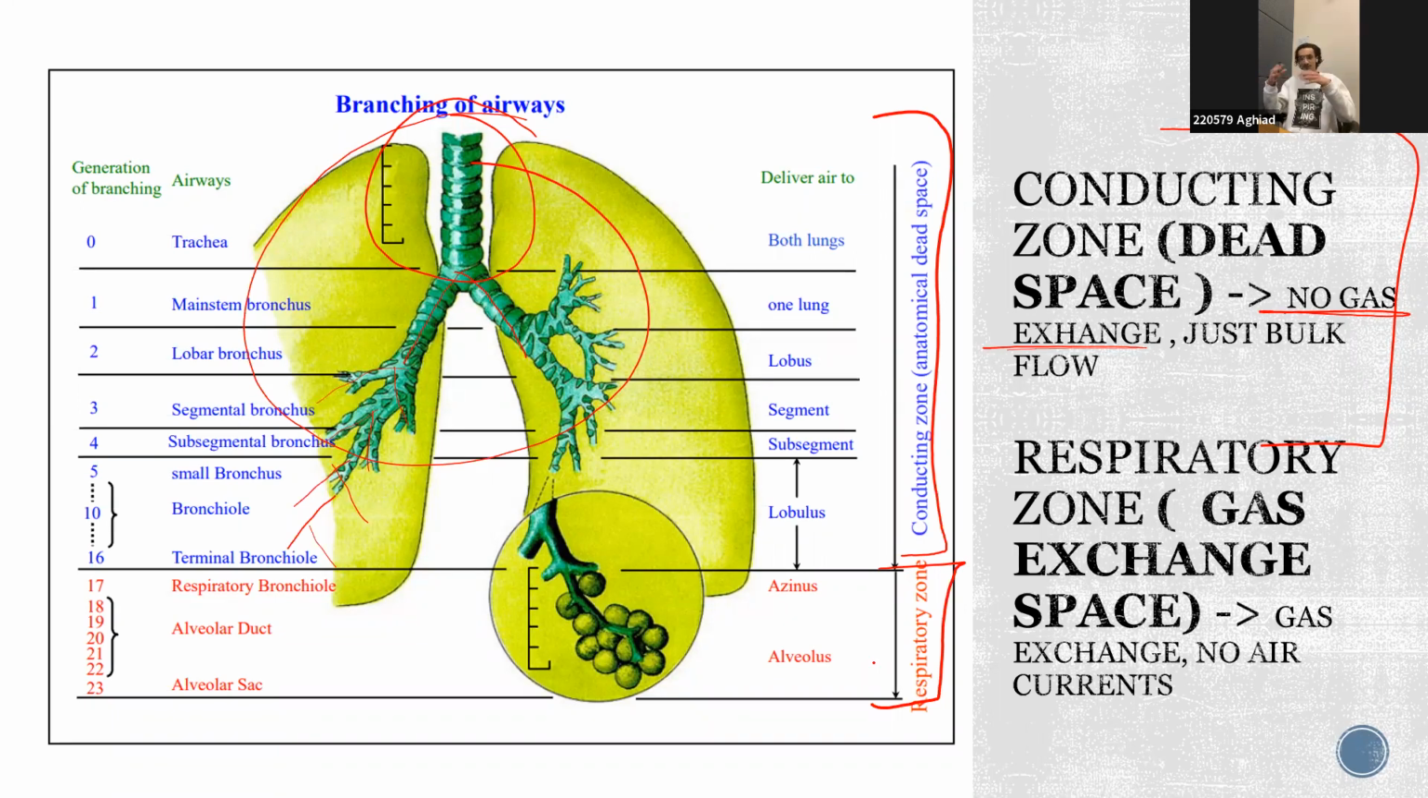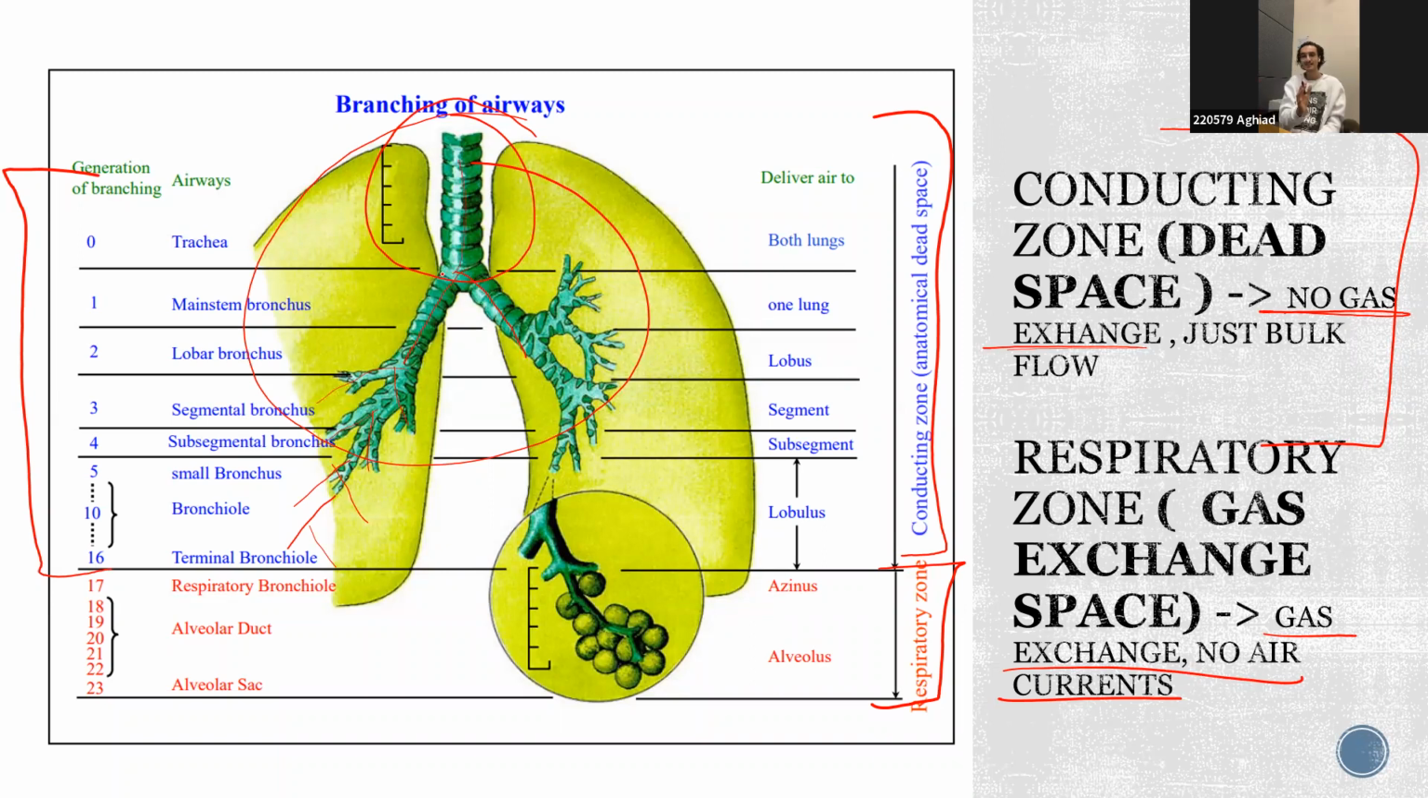And it being called dead space doesn't mean it has no function. It has a function, but when it comes to exchange of gases, it's dead. So we call it dead space. While the respiratory zone, the gas exchange space, allows for gas exchange. The gas passively diffuses with no air currents. It's not like the conducting zone where the air just flows. We'll get into the details of that later on.